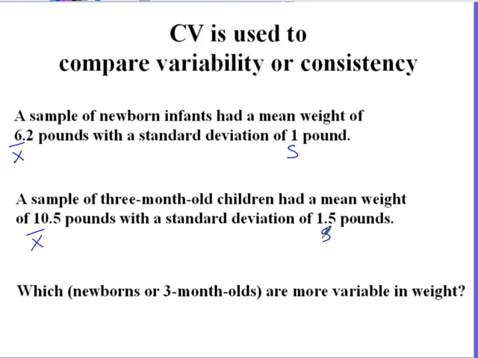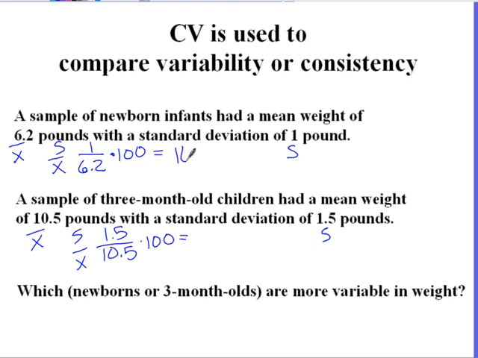So we'll take the 1 over 6.2 times 100, and we'll take the 1.5 over the 10.5 times 100. Standard deviation over the mean, standard deviation over the mean. So 1 divided by 6.2 times 100, I get 16.12%. 1.5 divided by 10.5, I get 14.2%.